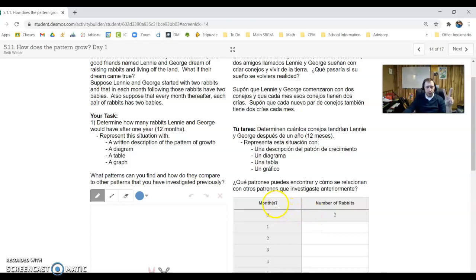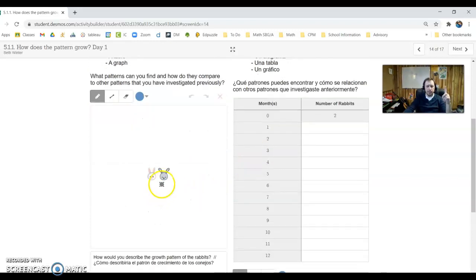And those 2 rabbits produce 2 more rabbits. How many rabbits would they have in month 1? Well, this seems pretty easy, right? If they have 2 rabbits, and those 2 rabbits create 2 more, we now have how many rabbits? And my rabbit drawing is terrible. You might want to do this in your notebooks. So 2 rabbits create 2 more, and so after month 1 we have 4 rabbits.